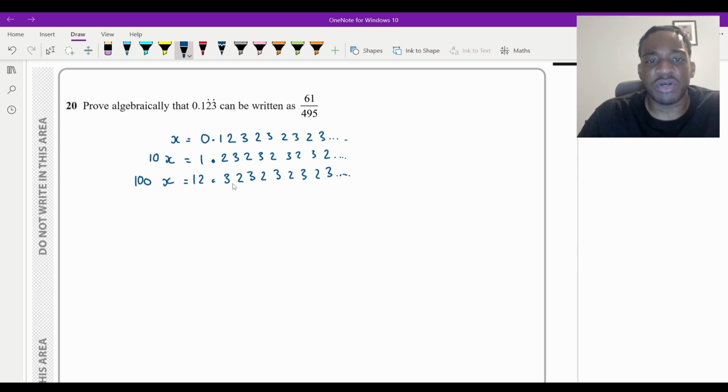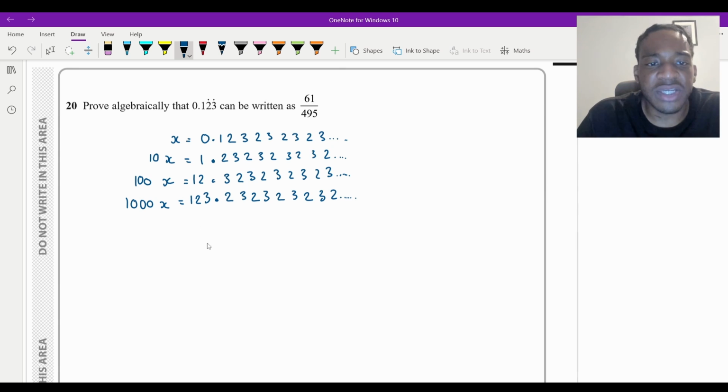Again, these are no good because they are alternating. We need it to be the same. So if I multiply by 10 again, it's going to be 1000x, and this is equal to 123.232323, and so on. Now when I look at these, I can see that this one starts with 2, 3, 2, 3. So it's these two that I can take away from each other, and that will eliminate the decimal part.